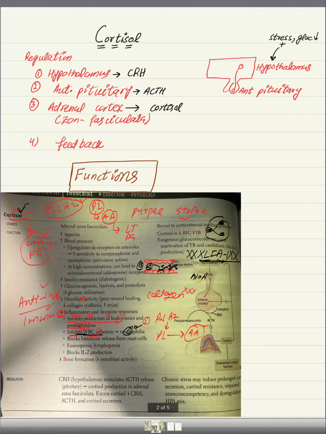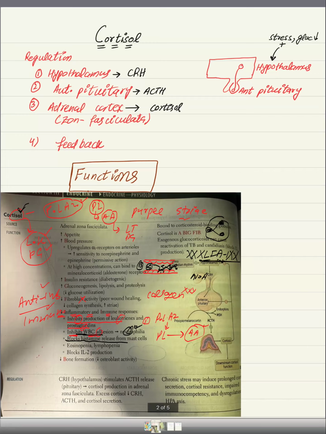So this is an important point you have to remember. This is another anti-inflammatory function. It is going to block histamine release from mast cells. This is again a very important point we have to remember, like how it is going to cause this. Basically, this cortisol will go to the mast cell, and it will inhibit the mast cell from releasing histamine.